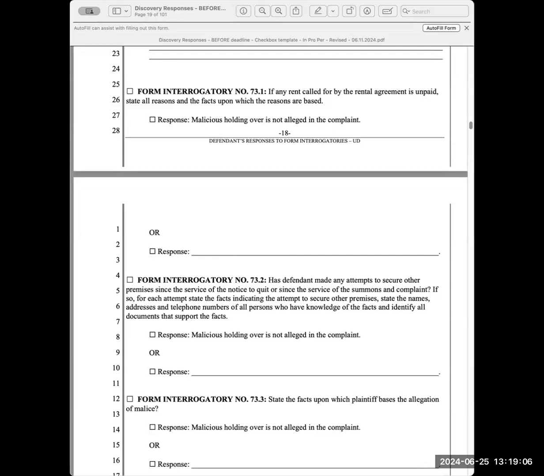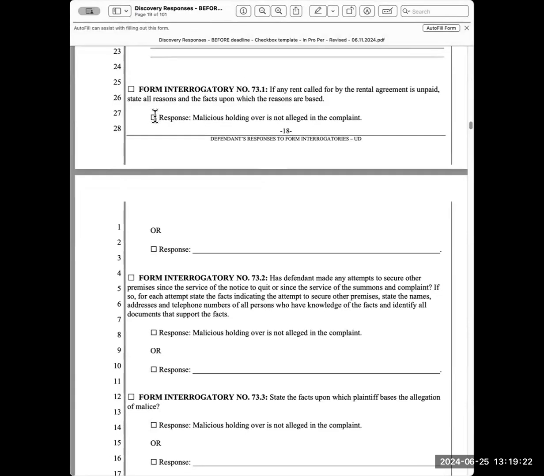If that box is not checked, then malicious holding over is not alleged in the complaint. And for all the questions that start with 73, you can check the first box because it's not alleged. Doesn't make a difference what the question is. This is about malicious holding over. And if it wasn't checked, just check here. And otherwise, if it was, check here and write in your response.